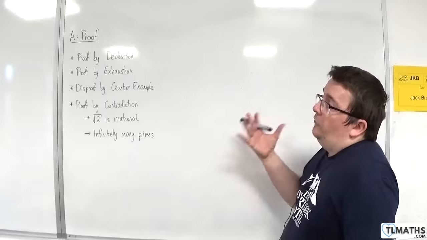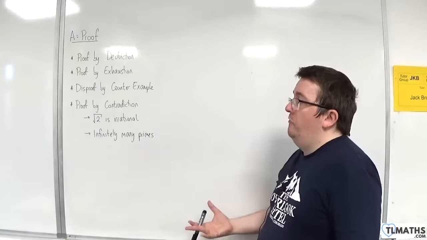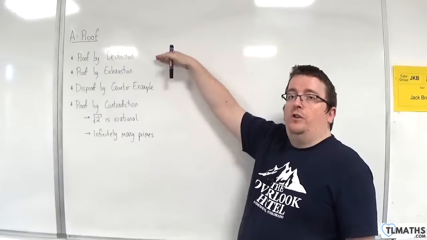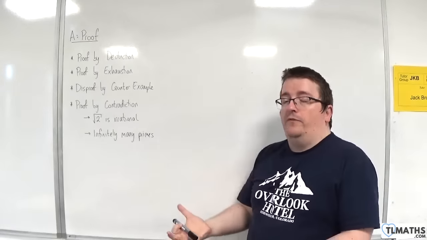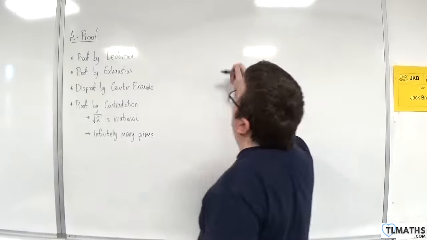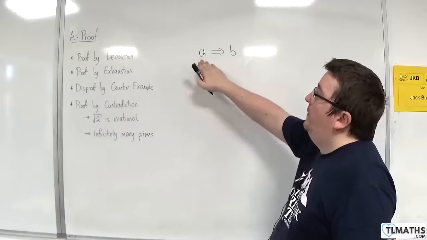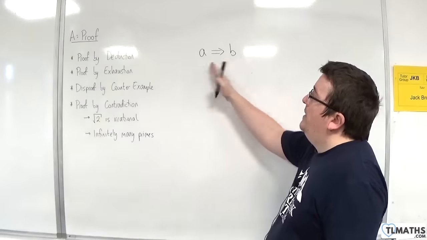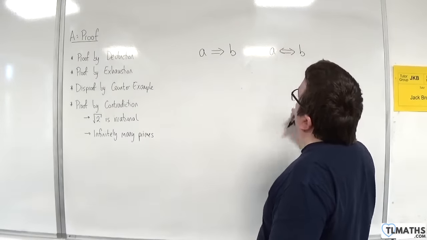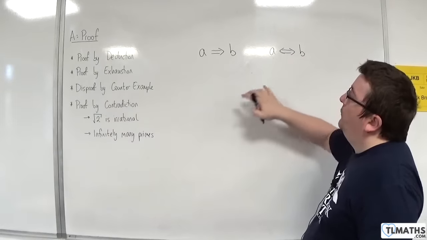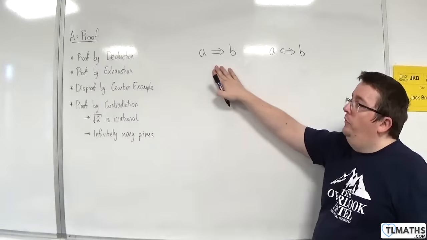So with proof, it's split up into proof by deduction, proof by exhaustion, disproof by counterexample, and proof by contradiction. With proof by deduction, these will be either algebraic proofs or worded proofs. And as part of that, you should be able to recognize what we mean when we write A and then this arrow to B, so A implies B. So if A is true, that means that B is true, but not necessarily in the other direction. And you might have A if and only if B. So this means it works in both directions. So you've got logical consequence and logical equivalence. So you may be tested on the understanding of those arrows.